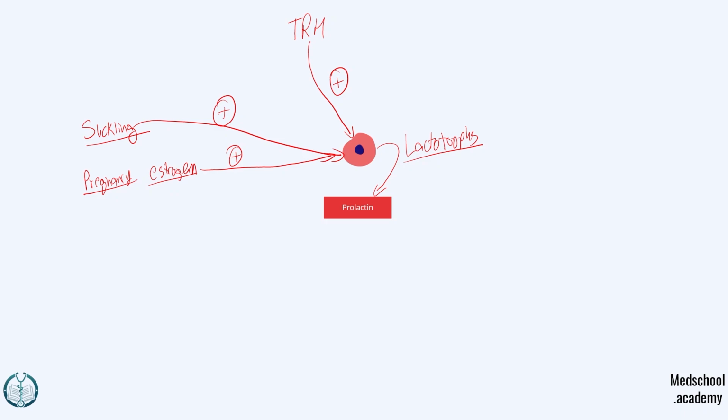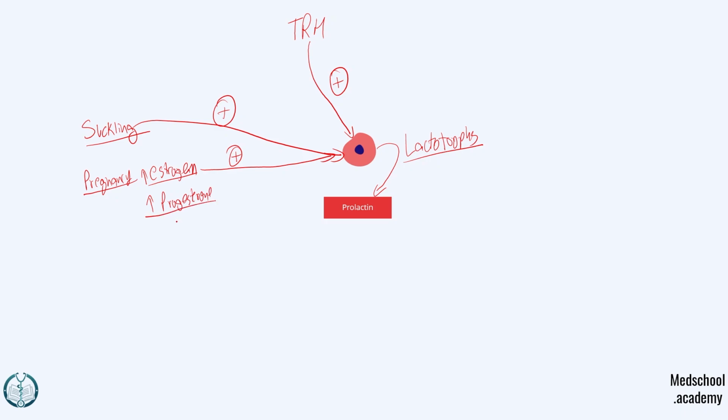But here's a question. Why in pregnancy is there no milk production? Even though there's high amount of prolactin, why is there no milk production? Well, the answer is estrogen and increase in progesterone.